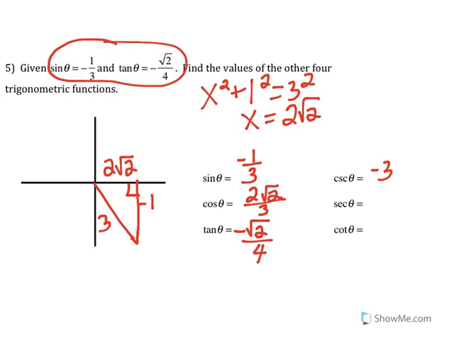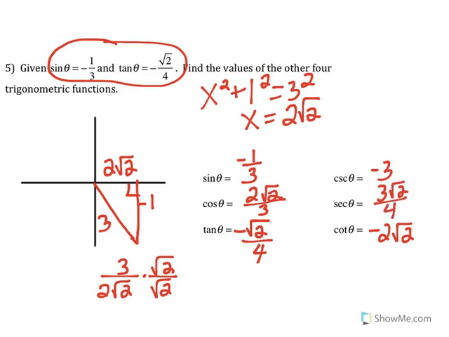Cotangent, we can actually do just negative 2 root 2, now looking at the triangle, rather than flipping over tangent and rationalizing. So the only one that needs rationalizing is secant. We'll flip over cosine, multiply by root 2 over 2, and we'll get 3 root 2 over 4 for that one. So I would star this one. I feel like this still needs the triangle, unlike the last example.